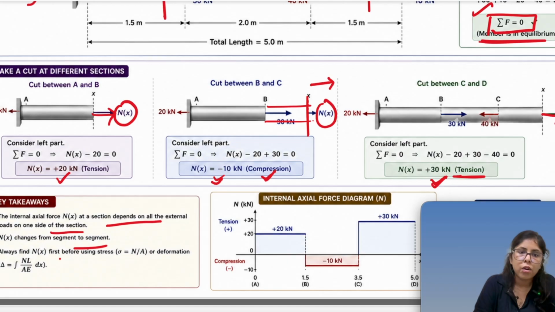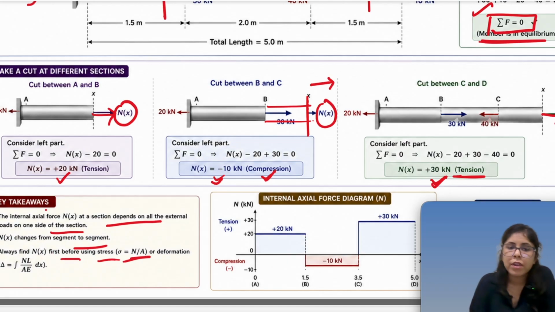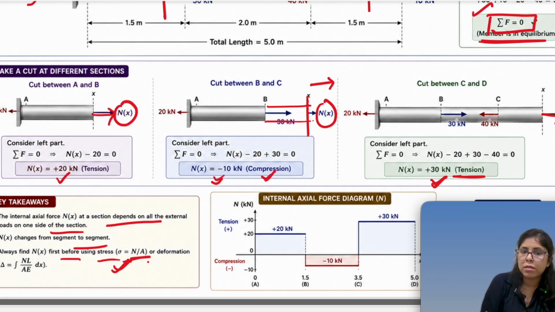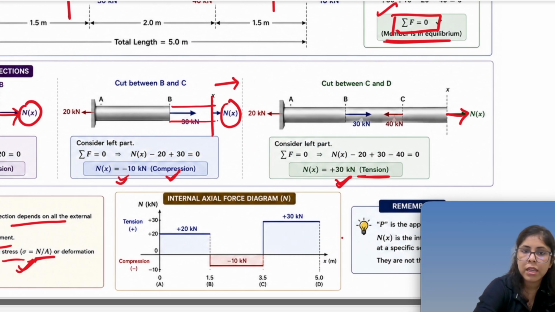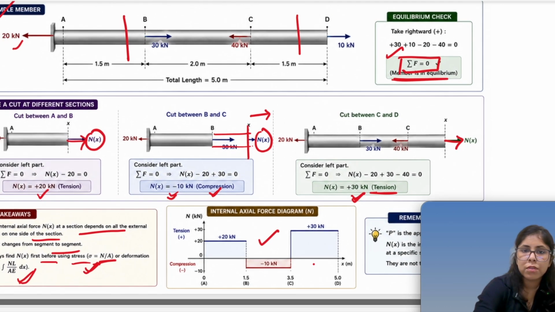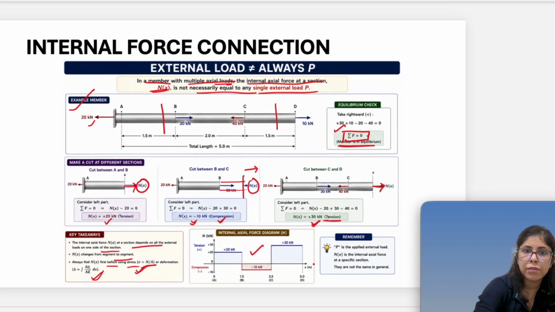And we always have to find this Nx before using σ = F/A or deformation. At every place there will be a different deformation. So if we calculate the axial force diagram, it will be something like this: plus 20, minus 10, plus 30. This is what the internal force distribution is.